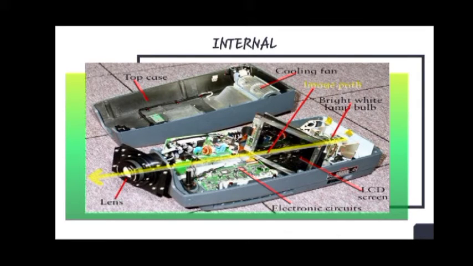Internally we see first the lens, which is the most important thing in an LCD projector, and the top case, and a cooling fan whose purpose is to cool the interior of the LCD projector. The image path is the path through which an image is converted and displayed on the screen. The LCD screen makes every color brighter and gives higher resolution. There is also the electronic circuit on which it works, and a bright light bulb.